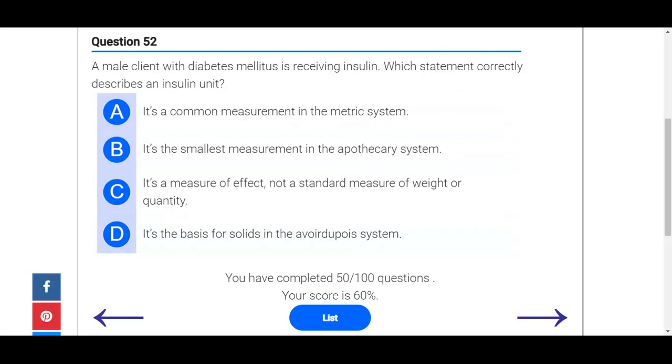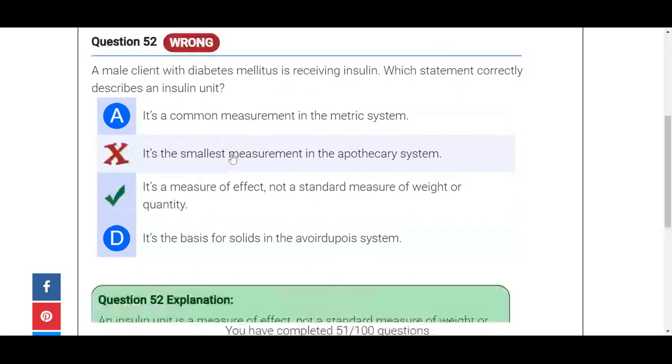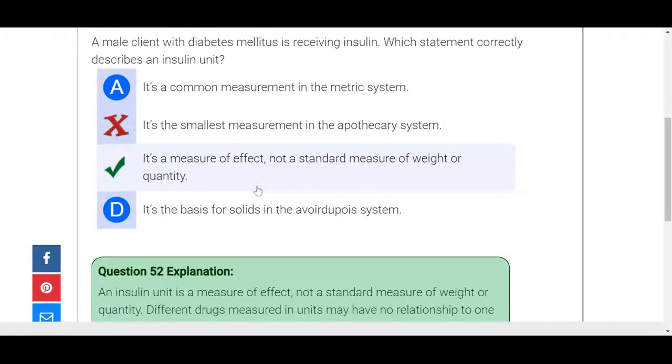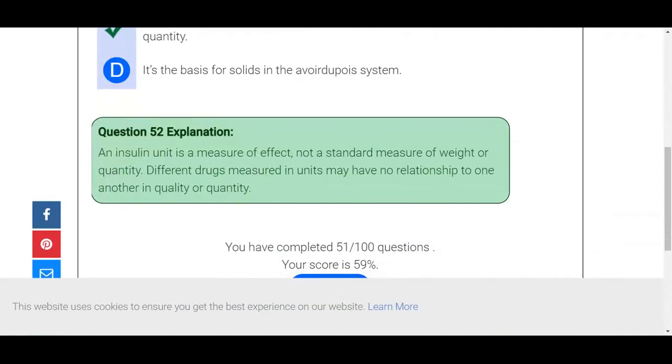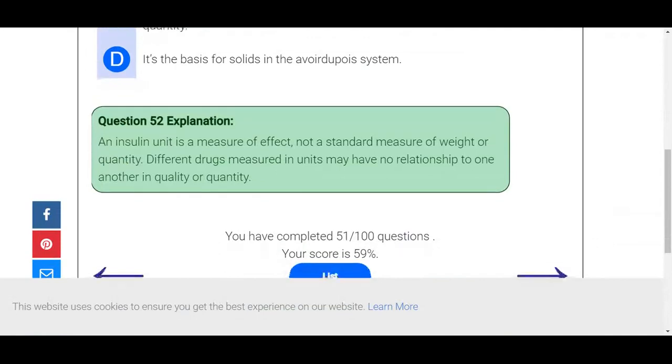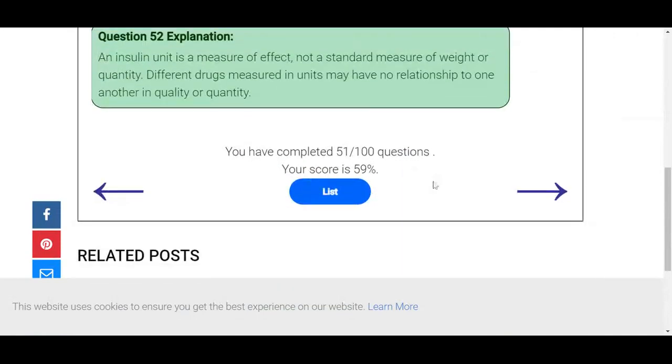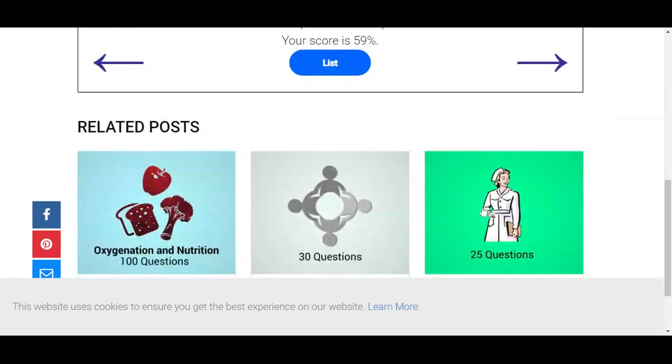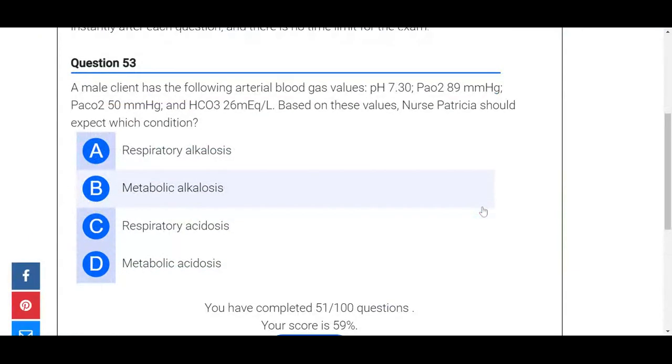So the unit of insulin is not a very common unit actually. It's the measure of effect, not standard measure of weight of quantity. Okay. Insulin unit is measure of effect, not a standard measure of weight or quantity. Different drugs measured in units may have no relationship to one another in quality or quantity. That is true again. Okay.